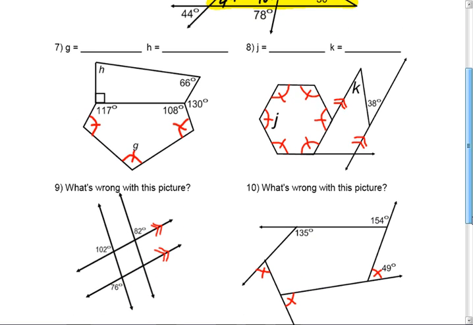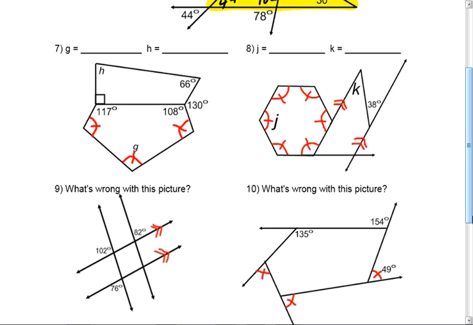Okay. What about 7? This one wasn't bad, was it? If that's 90, can we find this angle here? Can we find that angle there, Cole? This one right here. Because x plus 130 plus 108 has to add up to how many degrees? It's a whole circle, 360. I just want to make sure you know how to do that.